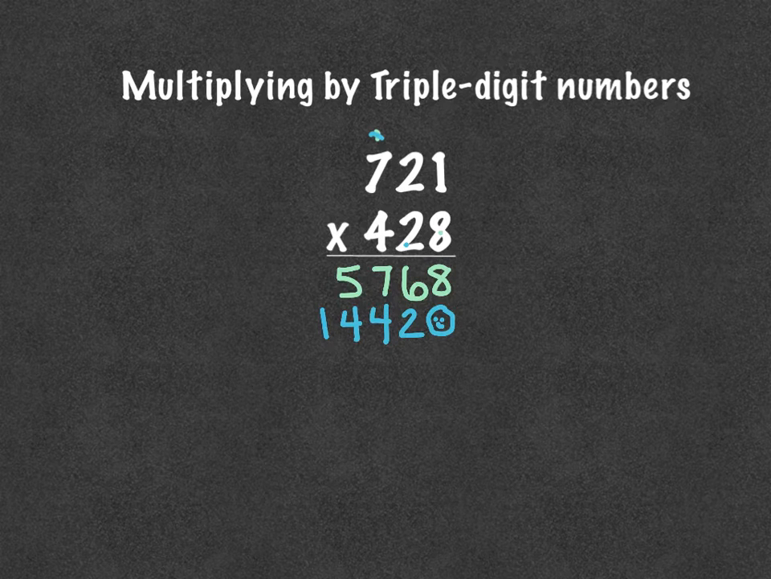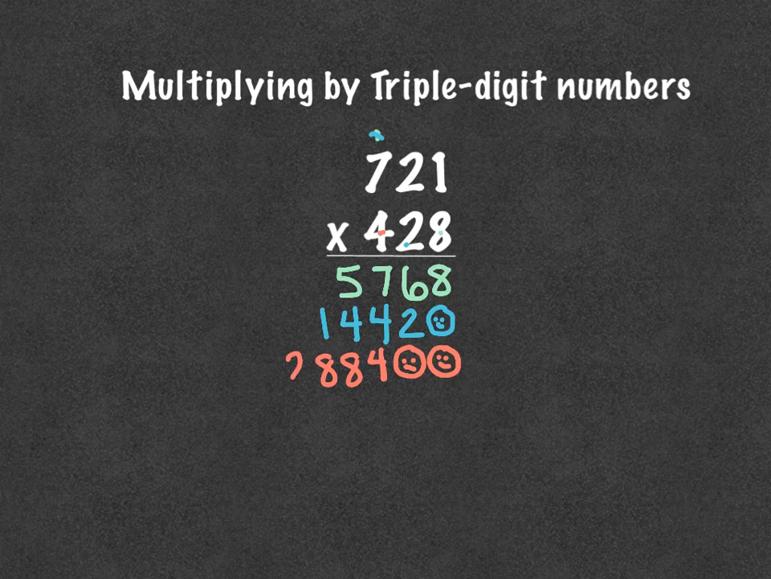Okay, now we're ready for our hundreds place. So the 4 is really a 400, so we need 2 magic zeros there. Oh, that one doesn't look very happy. Okay, so now we're going to do 4 times everything on the top. 4 times 1 is 4. 4 times 2 is 8. 4 times 7 is 28.